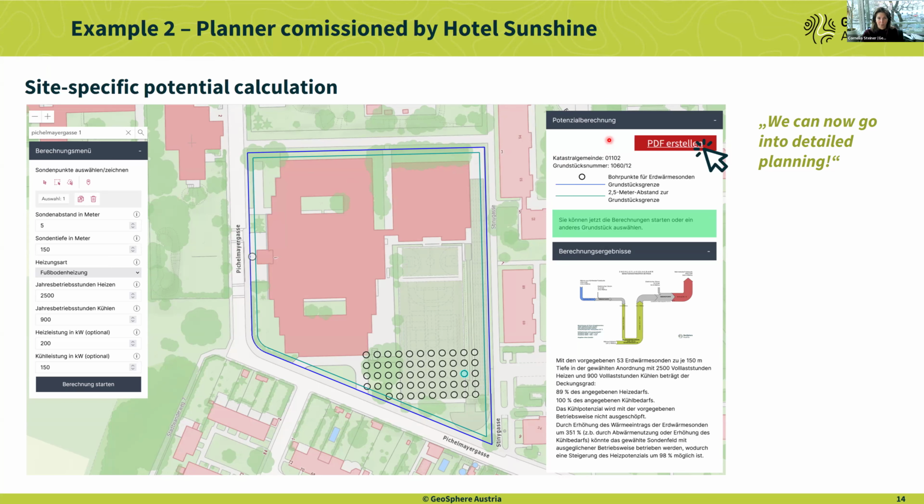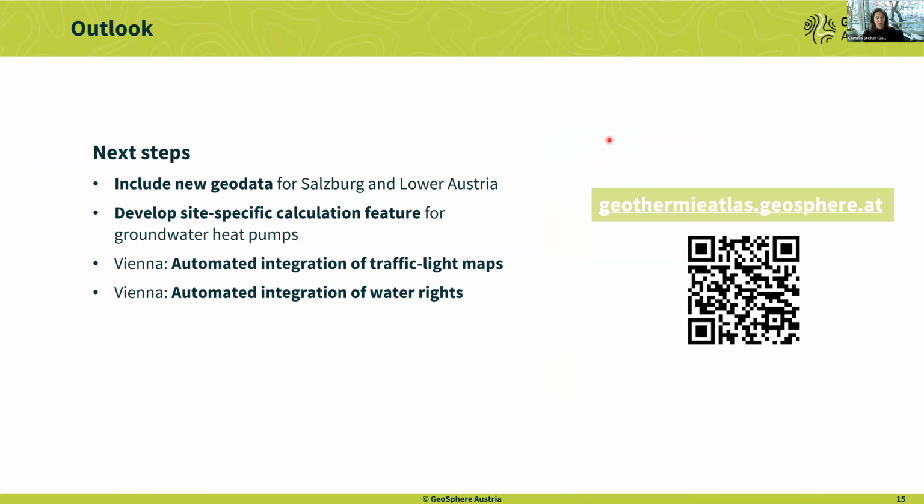Yeah, with that, I'm already coming to the end and will just talk a little bit about our next steps. As of now, we have this high data resolution only available for Vienna. We're working on expanding it to further federal states like Salzburg and Lower Austria. And then we also want to offer this site-specific calculation tool for groundwater heat pumps. That's also under development at the moment.